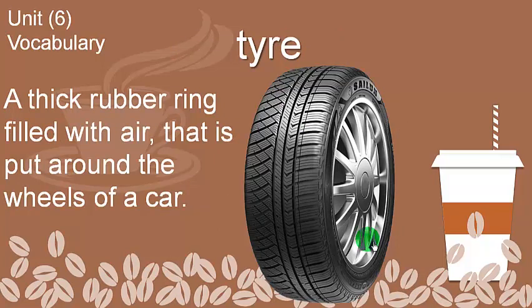What about a tire? Well, the tire is the thick rubber ring filled with air that is put around the wheels of the car. Really simple, really straightforward. So guys, this is a tire, the tire of the car. Good.